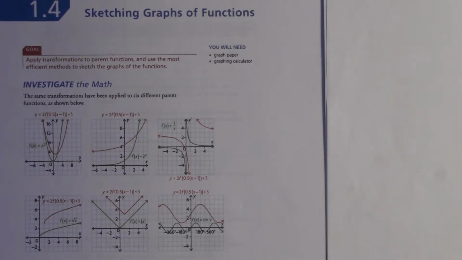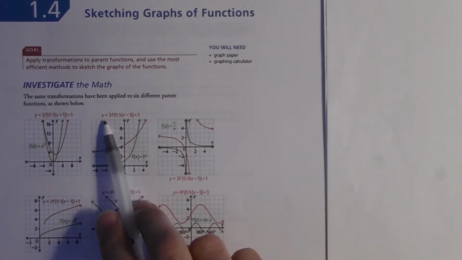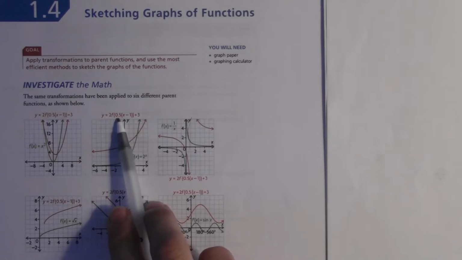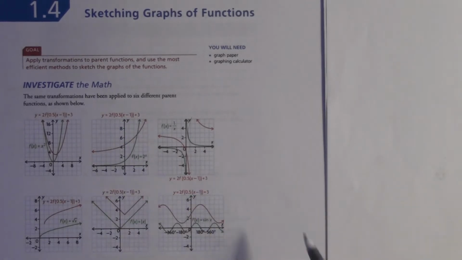This is section 1.4 in your textbook. We're sketching graphs of functions. We're given 6 graphs at the beginning of this section. It's rather confusing when you get functions written in this function notation here. You see 2f of 0.5 bracket x minus 1 close bracket plus 3.